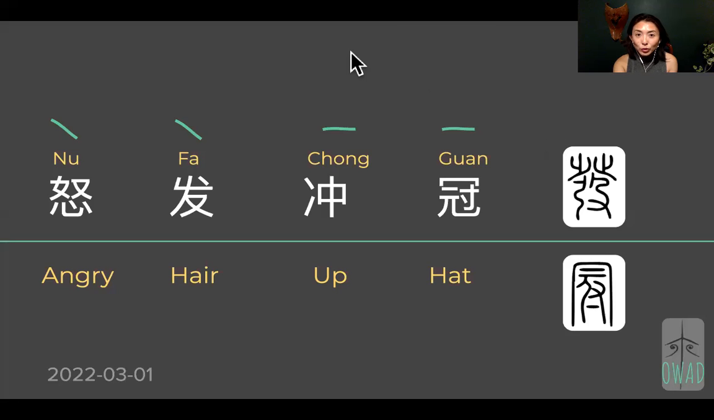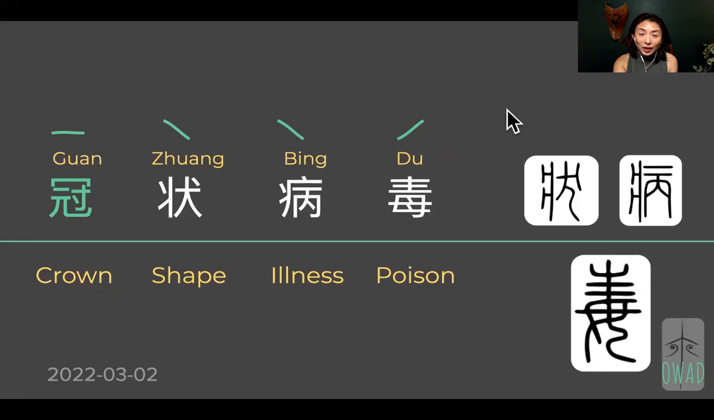Last time we talked about 怒发冲冠. It's like you're so angry that your angry hair is shooting up into your hat. That depicts how angry you are. So today we're going to continue with 冠状病毒. It's highly relevant to today because basically we're talking about the COVID virus.